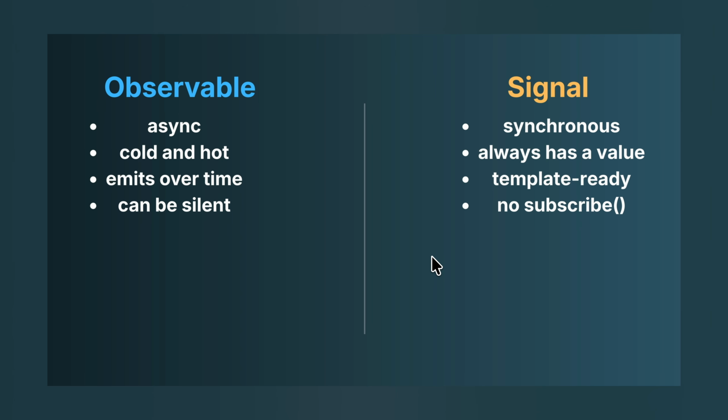Think of it this way. Observables and signals live in two different worlds. Observables are async. They are lazy or hot. They emit values over time. Signals are synchronous. They always have a current value. They are easy to use in templates without any pipe. toSignal is literally the bridge.